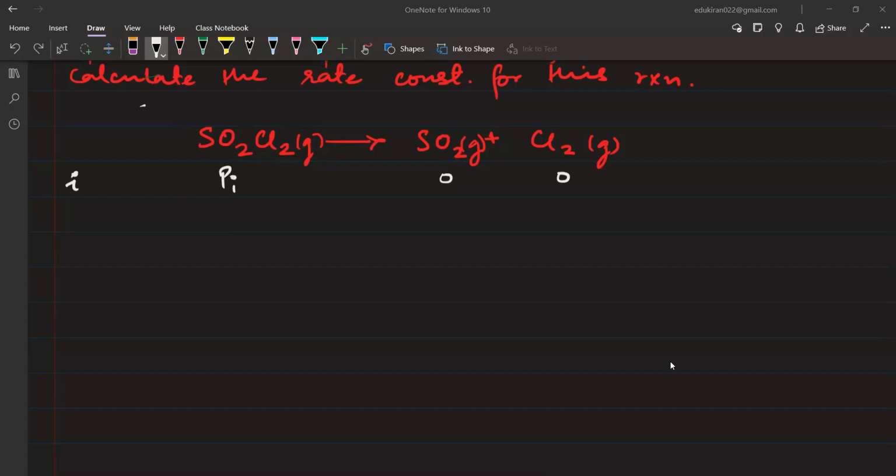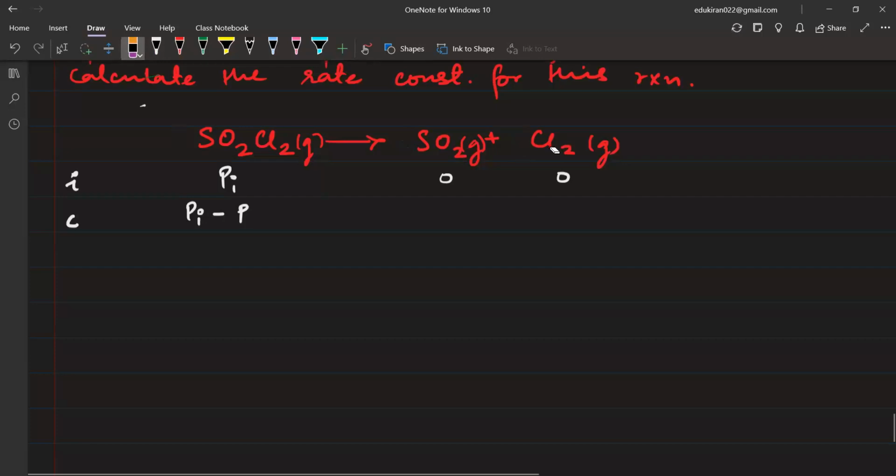Okay. Now, next thing that you have to do is the change. What is changing? Now, for each mole of the reactant, I am getting 1 mole of product of SO2 and Cl2. That means Pi minus some pressure. Some pressure will be removed. और अगर आप इसको x मानना चाहें, आप इसको x भी मान सकते हैं. But I am writing P just to show you that we are getting pressure. Now, if I am reacting 1 mole of SO2Cl2, then I am getting 1 mole of SO2 and 1 mole of Cl2. Can all of you see that? Yes or no? Please tell me.